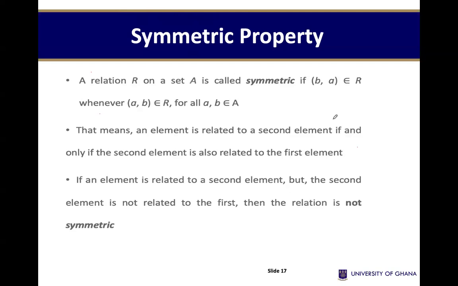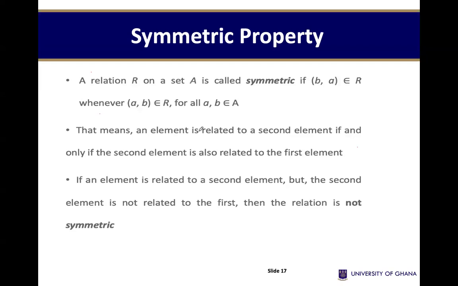Please, you understand? For symmetric, if I'm related to you, you should also be related back to me. So that's why you say that a relation R on a set A is called symmetric if B is related to A whenever A is related to B, for A, B belonging to capital A, which is a set. That means that an element is related to a second element if and only if the second element is also related to the first element.